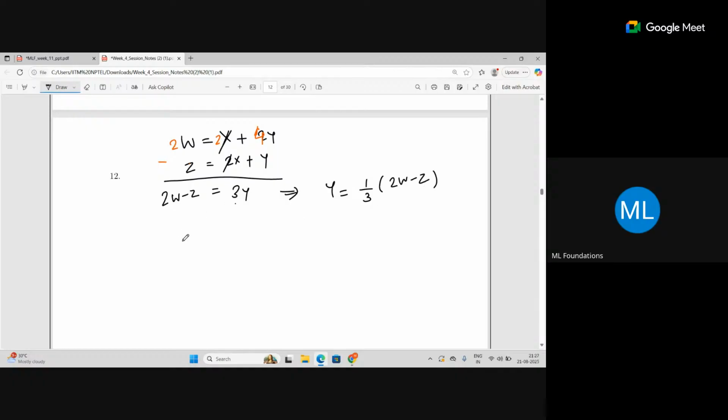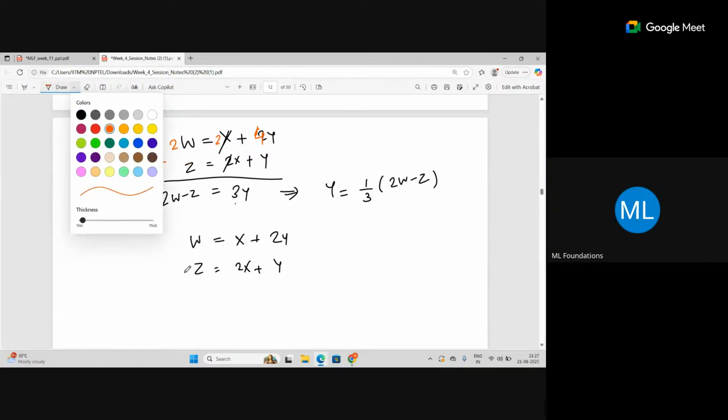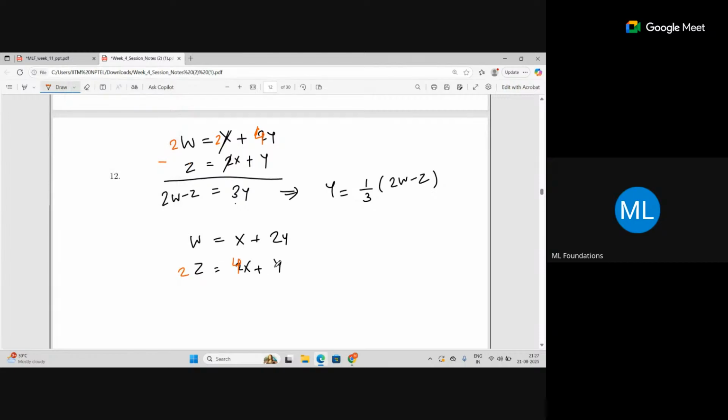Similarly, I can plug in the value of y and get the equation of x, or I can do one thing. This was the original equation, right? W equal to x plus 2y, and z equal to 2x plus y. So what I can do is multiply the second equation by 2. This will become 4x, this will become 2, and I'll subtract this equation from here, so the reverse subtraction.